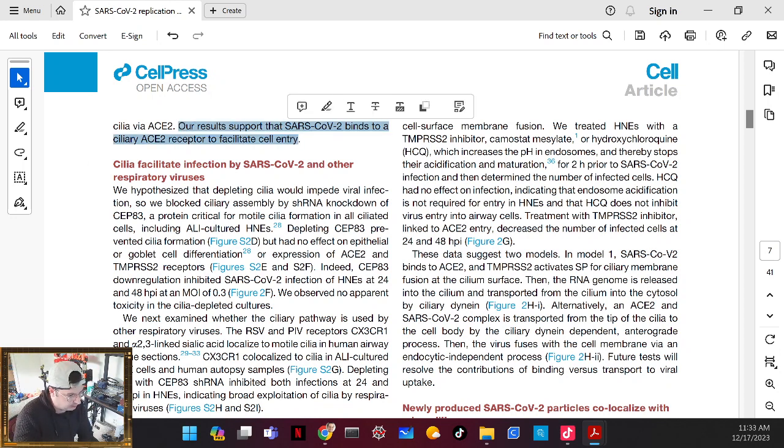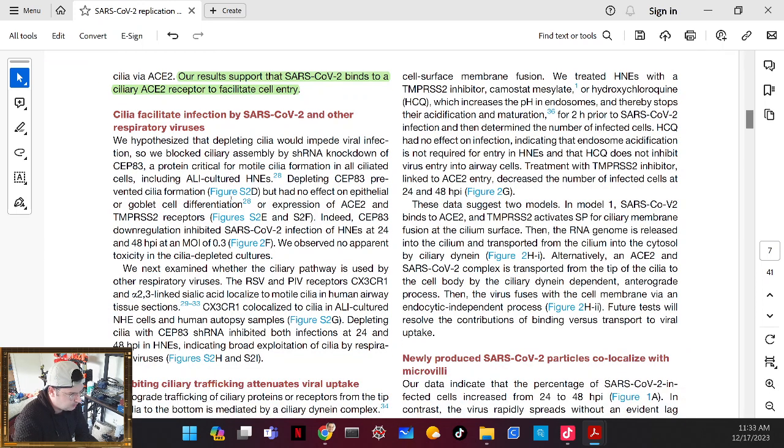So yeah, their results support that COVID binds to the ciliary ACE2 receptors to facilitate cell entry. And then they hypothesized that depleting the cilia would impede viral infection, so they block ciliary assembly using a knockout. So this is actually a genetic knockout, or genetic mutation. It's an insertion code knockout.